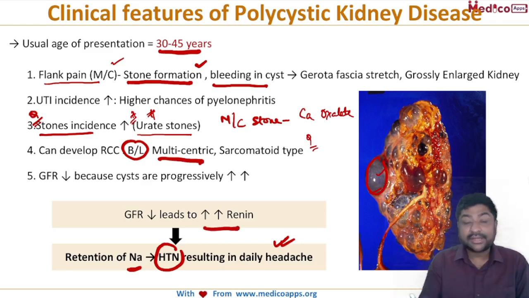Again, in examination, they can ask you about conditions where there is decreased renin. So Liddle syndrome, Conn syndrome, all these you are going to learn in different lectures, but they are the conditions with low renin hypertension. Okay, polycystic kidney disease is a condition where there is an increase in the renin and increase in the blood pressure. So these were the clinical features of adult polycystic kidney disease, but these were the renal manifestations.